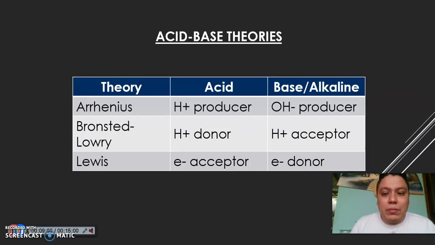And those are the basic theories behind acids and bases. An easy way to summarize this is in this chart. You have the 3 theories. In Arrhenius' theory, an acid is a hydrogen producer, while a base, which is also called an alkaline, is a hydroxide producer. In Bronsted and Lowry, an acid donates a hydrogen ion, while a base accepts the ion. For Lewis, an acid is an electron acceptor, while a base is an electron donor.